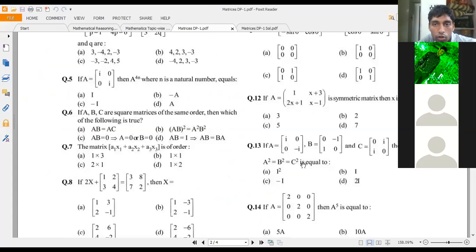Symmetric means these two will be equal. X plus 3 will be equal to 2x plus 1. So x plus 1 will be 3. Sir, in the definition of a symmetric matrix, isn't it that these two are equal, and nothing else? Aij equal to Aji. Sir, diagonals are equal, right?